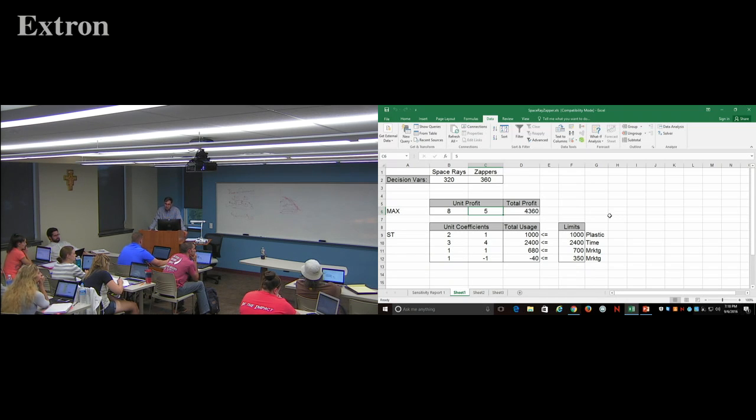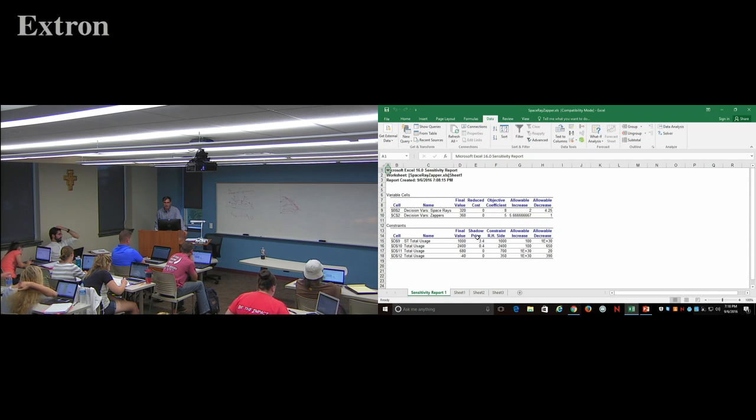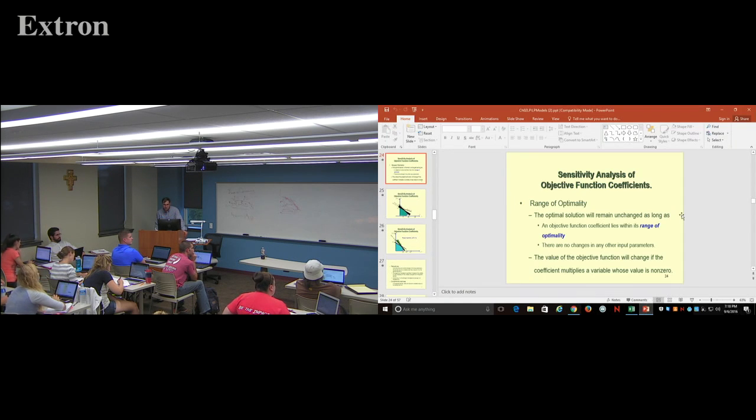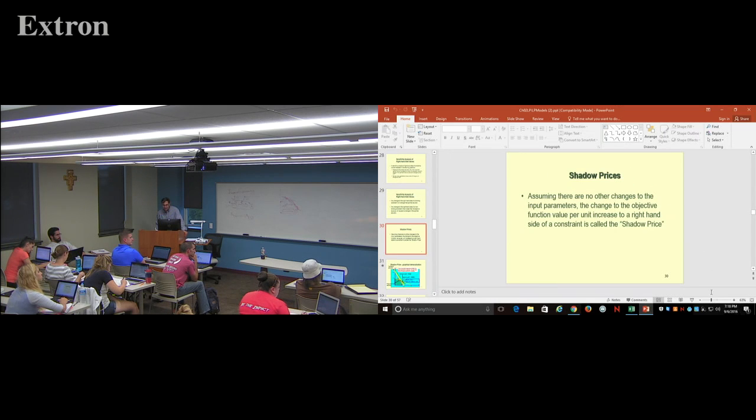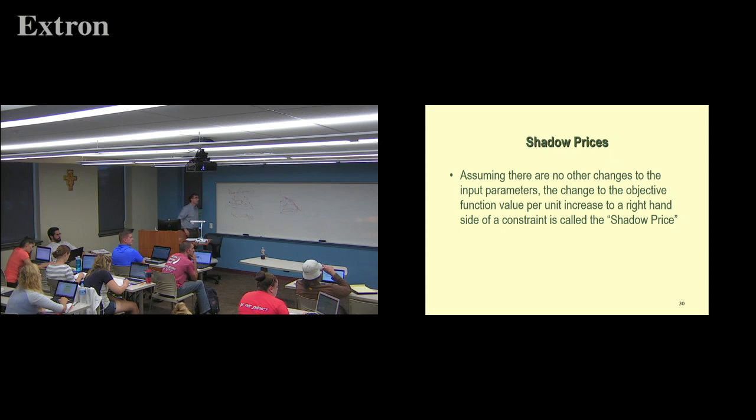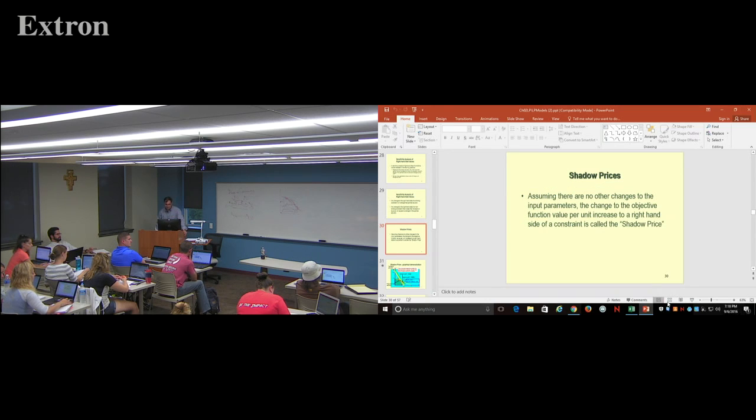What if we got more plastic? What if we got more time, right? Well, let's look at the sensitivity report, and we're going to analyze something called the shadow price. Let's go to the slides, look at the definition, and then see if it makes sense, okay? A shadow price is this. Assuming there are no other changes to the input parameters, the shadow price represents the change to the objective function value per unit increase to the right-hand side of the constraint. I know that's a mouthful, but let's actualize it, see what it means.